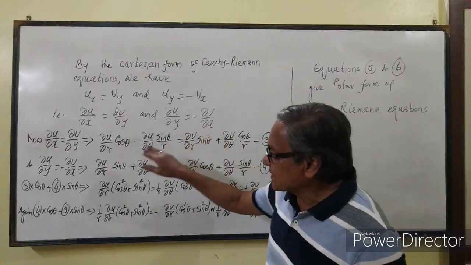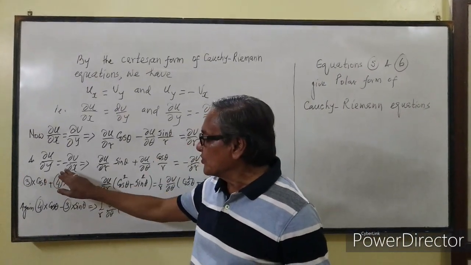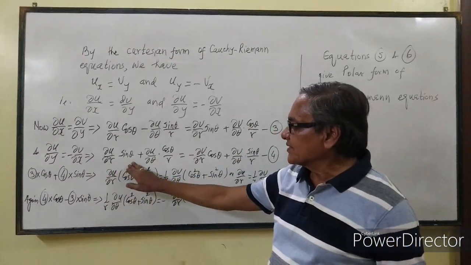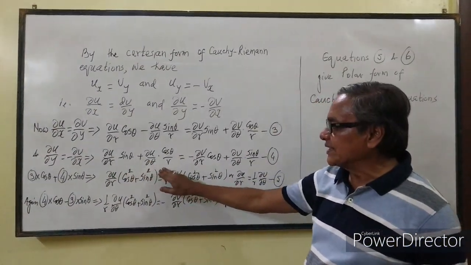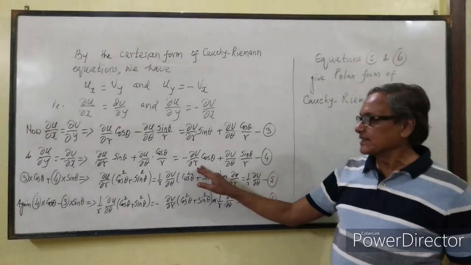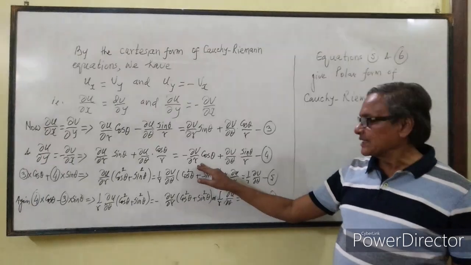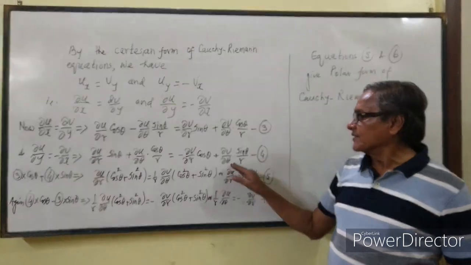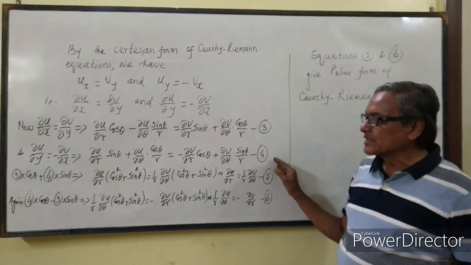From the second equation, that is del u del y equal to minus del v del x, this implies del u del r sin theta plus del u del theta cos theta by r equal to minus del v del r cos theta plus del v del theta sin theta by r. Suppose these equations are equations number 3 and 4.